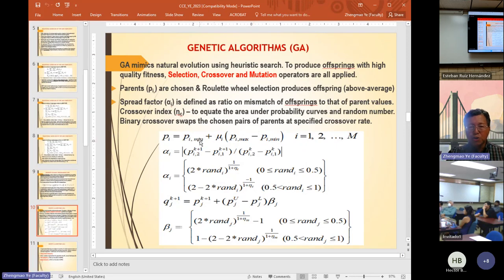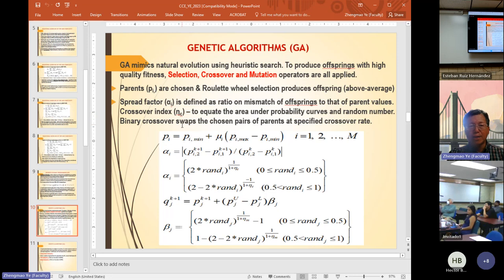So the original population is selected based on a random selection. And as I said, we will select this mu, so that we choose both the parents, and then the offspring will be generated using our formula right over here. Then we make a comparison of the mismatch of our parents and the mismatch of the offspring. That one is related to our spread factor.